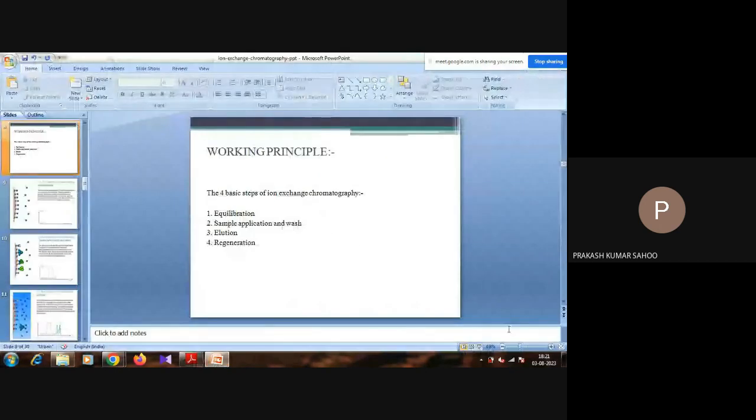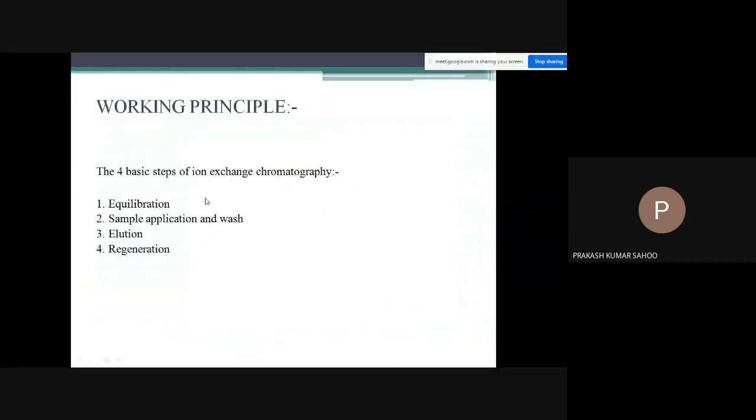Let's move to this one, working principle. We have four types of working principles, that is equilibration, sample application and wash, followed by elution and regeneration.